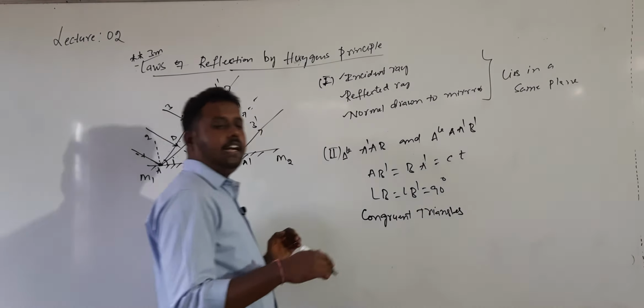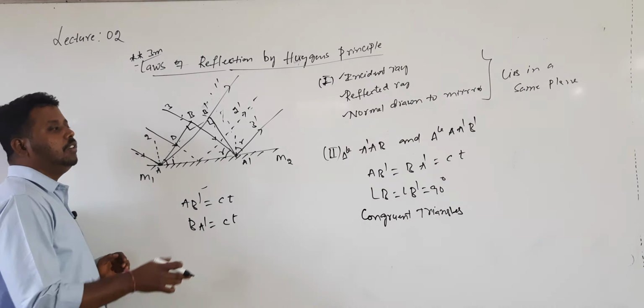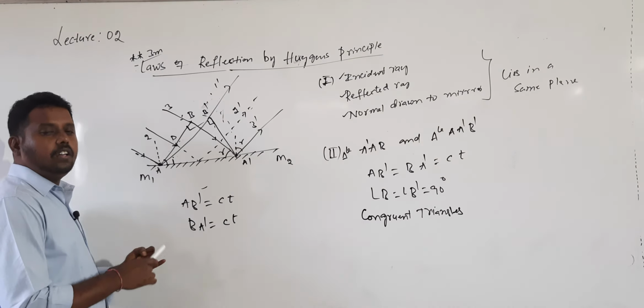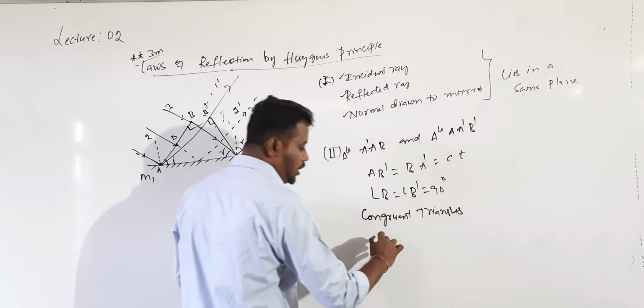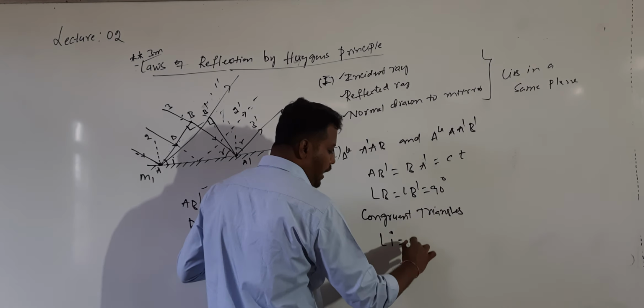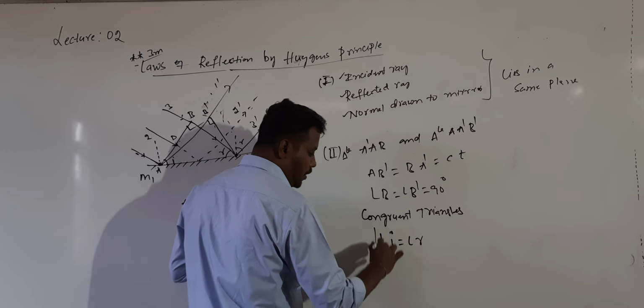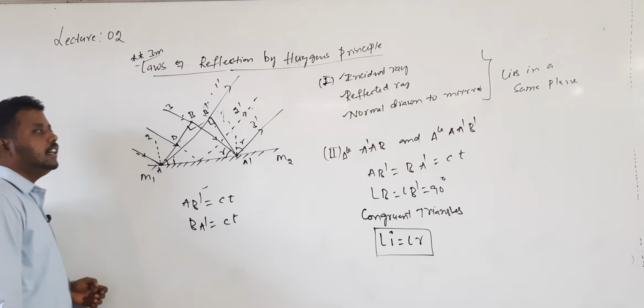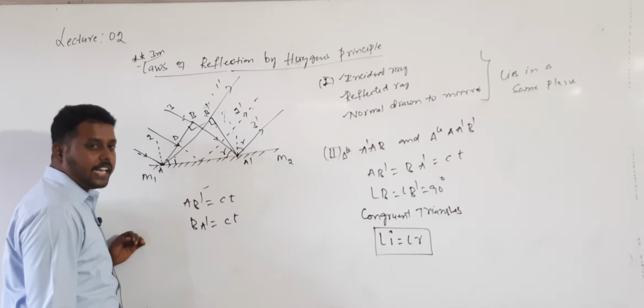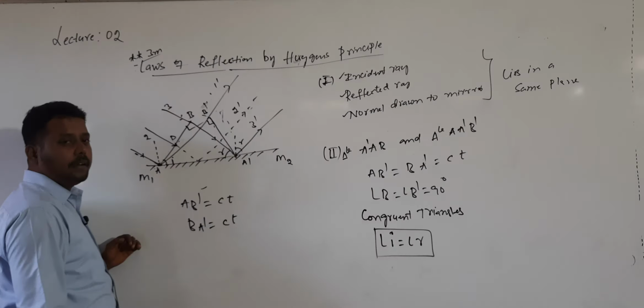In congruent triangles, what happens? We know that if one side is equal and one angle is equal, then the opposite angles are also equal. According to this property, we can write angle I value equal to angle R. Angle I is the angle of incidence and angle R is the angle of reflection.